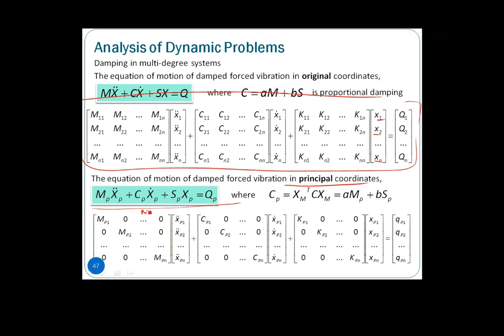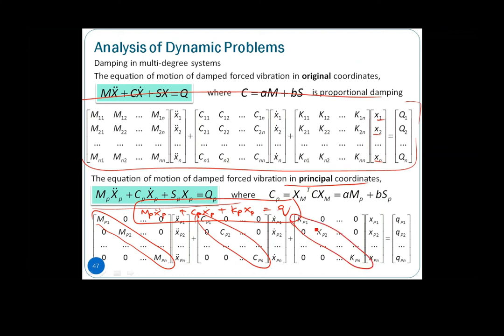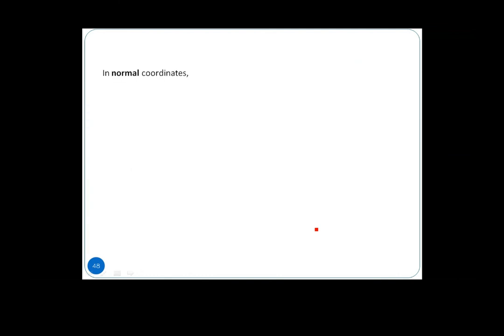So you have m_p x double dot p, plus c_p x dot p, plus k_p x_p equals to q. You see, not? So that is our equation of motion. If you are doing this diagonalization of the matrix itself, then you will have diagonal matrices M, C, and K. So your multiple degree of freedom system now becomes n single degree of freedoms.